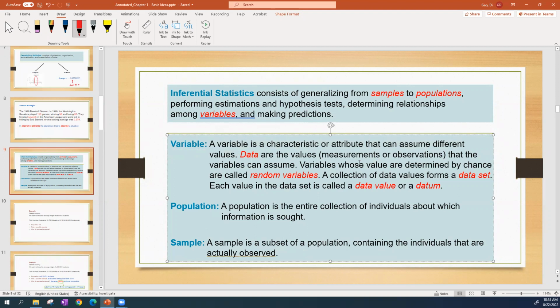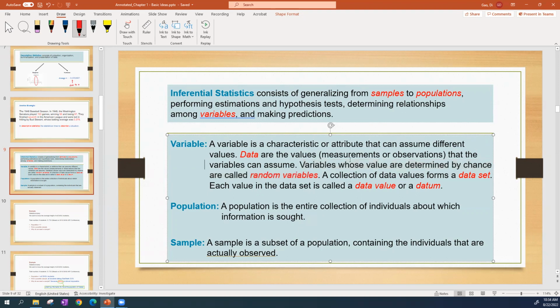Data are the values, measurements, or observations that a variable can assume. Variables whose value are determined by chance are called random variables. And for random variables, we'll look at more detail when we reach the discrete distribution chapter. A collection of data values forms a data set. Each value in the data set is called a data value or a datum.